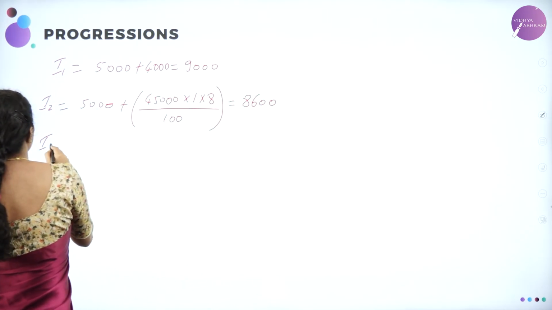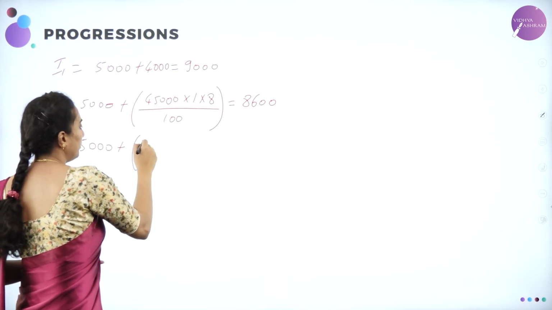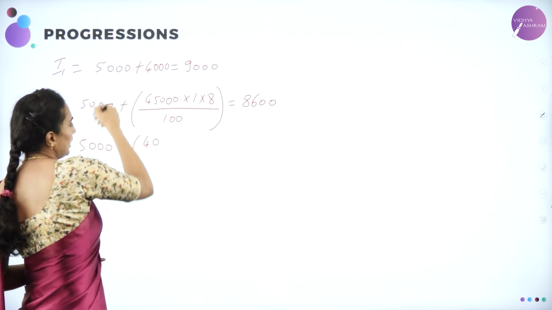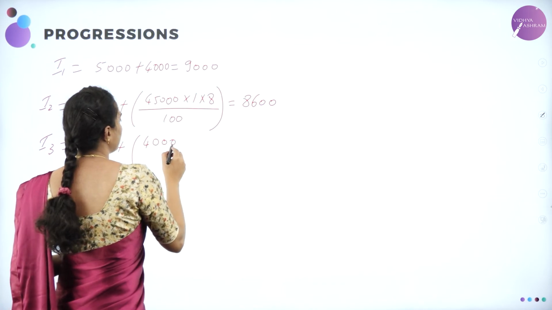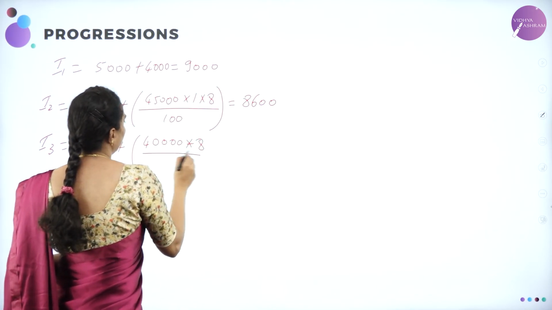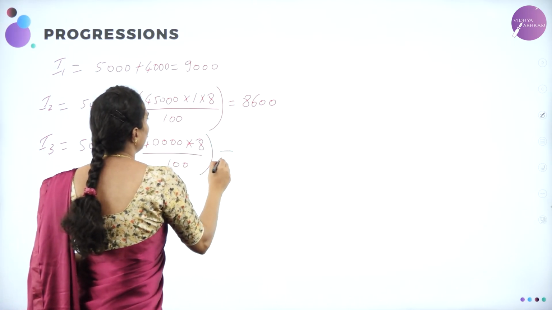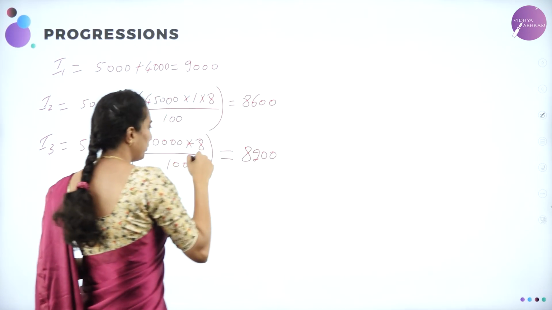Similarly, in the third installment, I3 is equal to 5,000 plus interest. Already 10,000 has been paid here, so it will become 40,000. So 40,000 into 8 divided by 100 gives you the value 8,200. So it will move on like this.